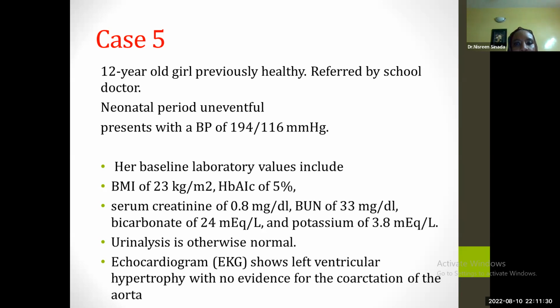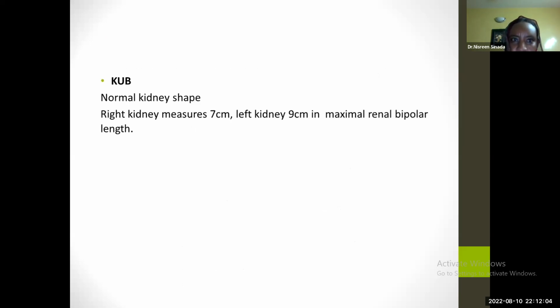Echocardiography was done. It showed left ventricular hypertrophy with no evidence of coarctation of the aorta. So what is your thought? Anyone can write in the chat box. Yes, it is stage 2 hypertension. Yes, and it is a hypertensive emergency because the child has left ventricular hypertrophy. We discussed how we manage the hypertensive emergency.